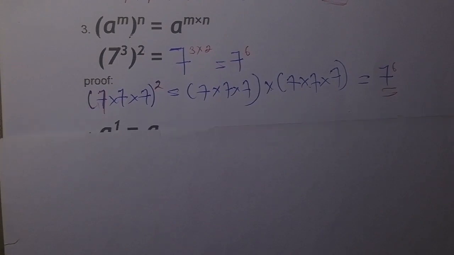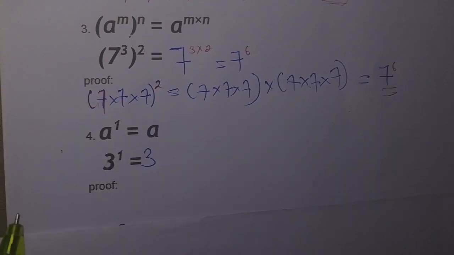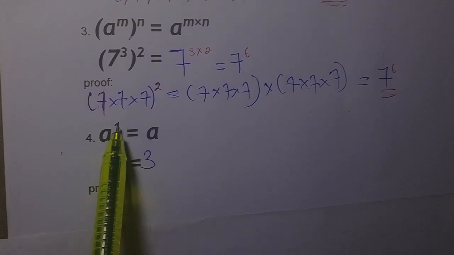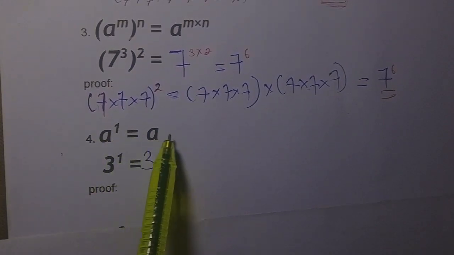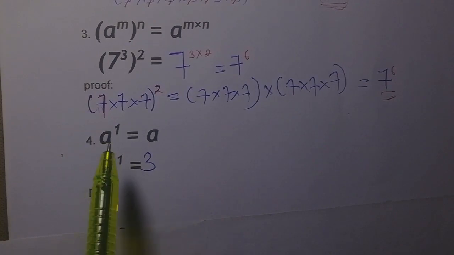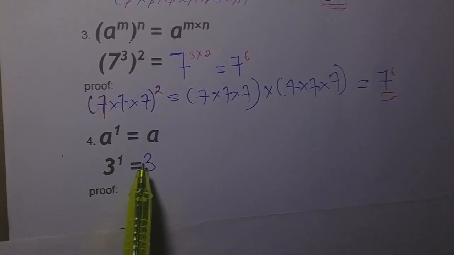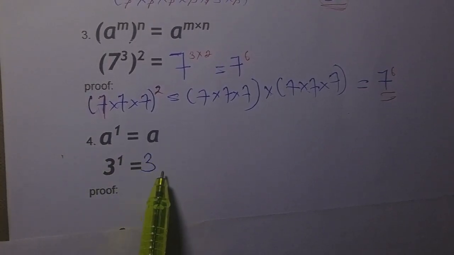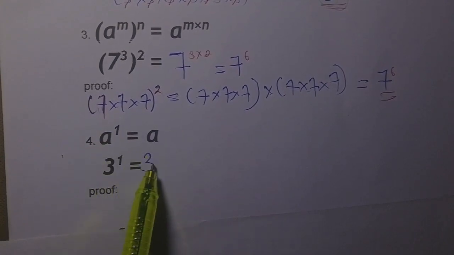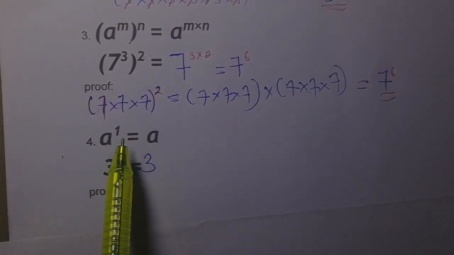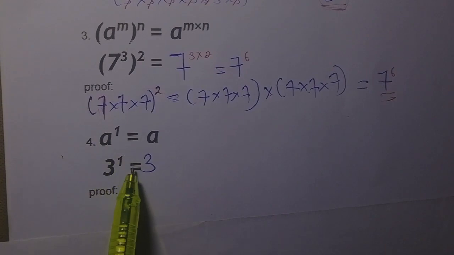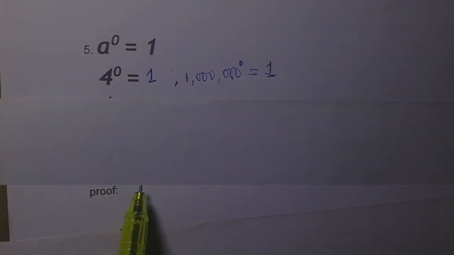So moving on to the next law, which is the fourth law. It says if you have any base power 1, it's just simply the base without the power. So here's an example. 3 power 1 is nothing but just 3 without the power 1. So this is straightforward. I don't think it requires any more explanation.